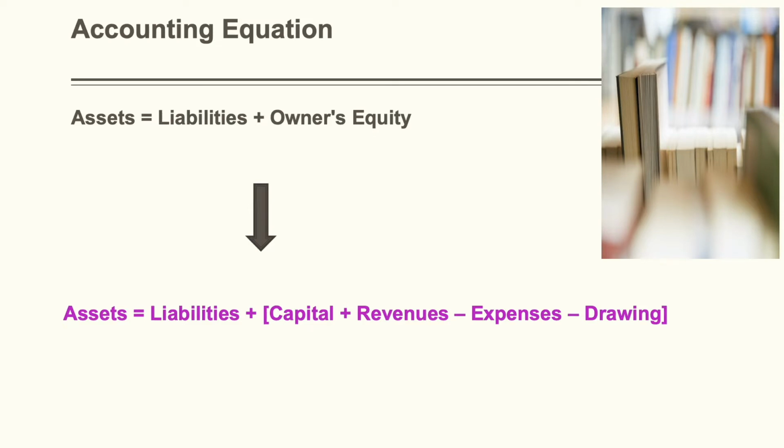For those who have taken accounts last year, I think this topic must be very familiar to you. In Malay we call it persamaan perakaunan. As you can see from the slide, asset is always equal to liability plus owner equity, ataupun asset sentiasa sama dengan liability campur equity pemilik. If I expand the formula, asset equals liability plus owner equity, and you have to remember the owner equity is comprised of capital plus revenue minus expenses and minus drawing.